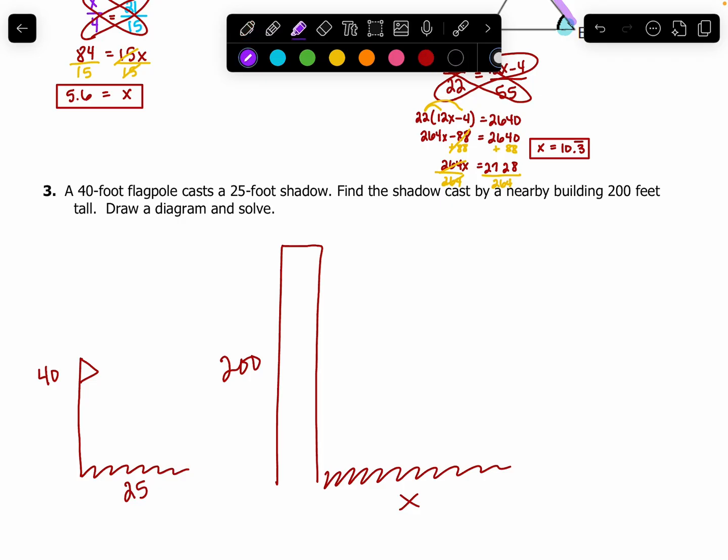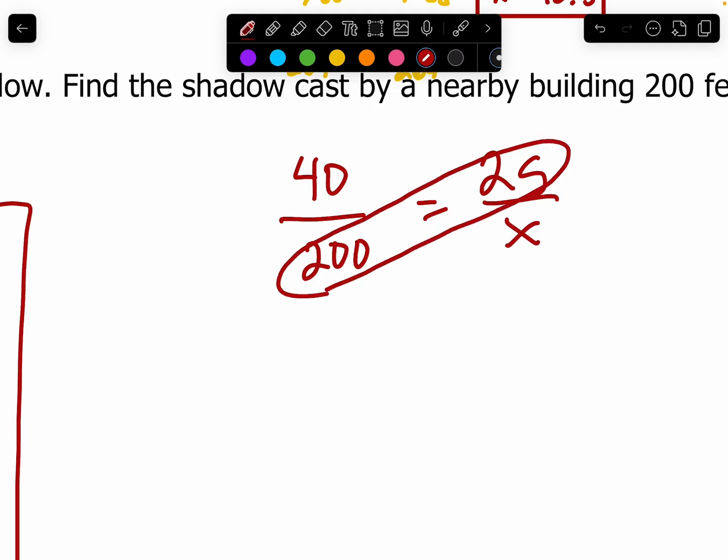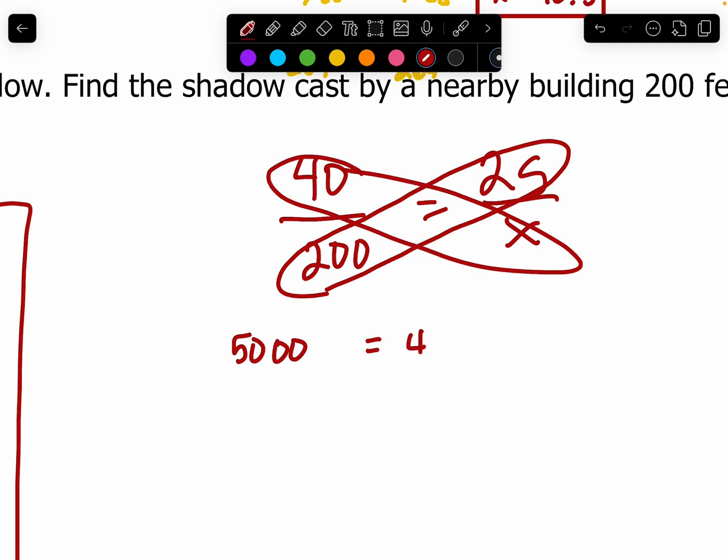All right, I feel like the way I drew it makes it pretty obvious, but these two match up. They are corresponding. These two are corresponding. So we're going to set it up as 40 over 200 equals 25 over x. All right, so just like the last time, we're going to cross multiply. So we know 25 times 2 is 50 with these extra 2 zeros in the 200. And 40 times x is 40x.